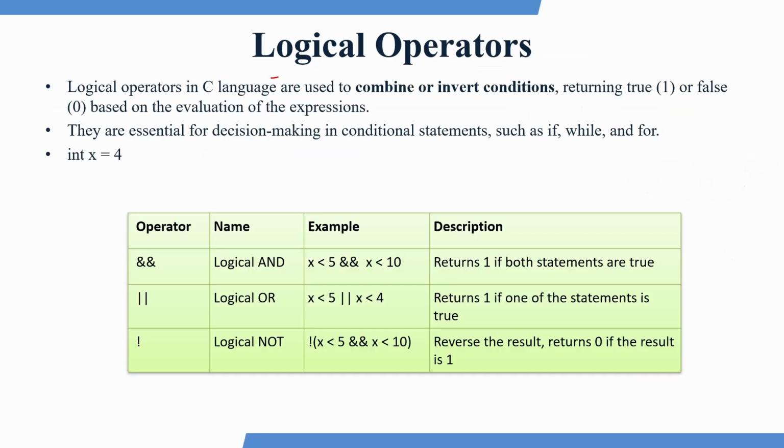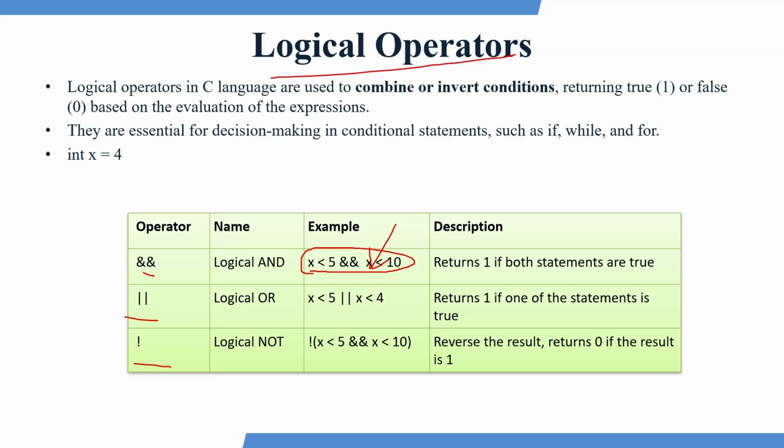The next one is logical operators, which are used to combine more than one condition. Earlier, the relational operator was used to specify a condition. If you want to combine any two conditions, we can go with the logical operators: and, or, and not.